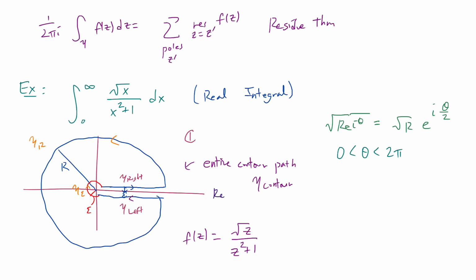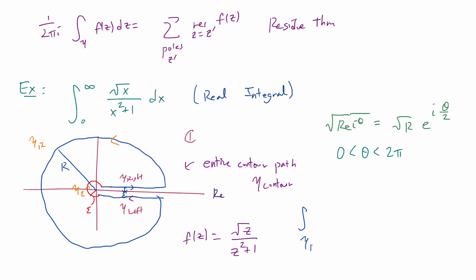So let's consider the limiting case where gamma right and gamma left move basically just on top of the real line. So gamma right is just moving along the real line from 0 to r, and gamma left is moving on the real line from r to 0 in the leftward fashion. In this case, let's think about what the integral is in the limiting case.